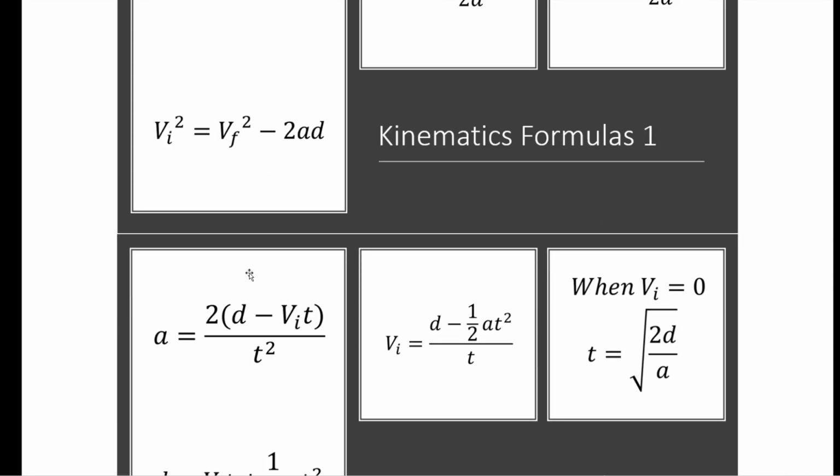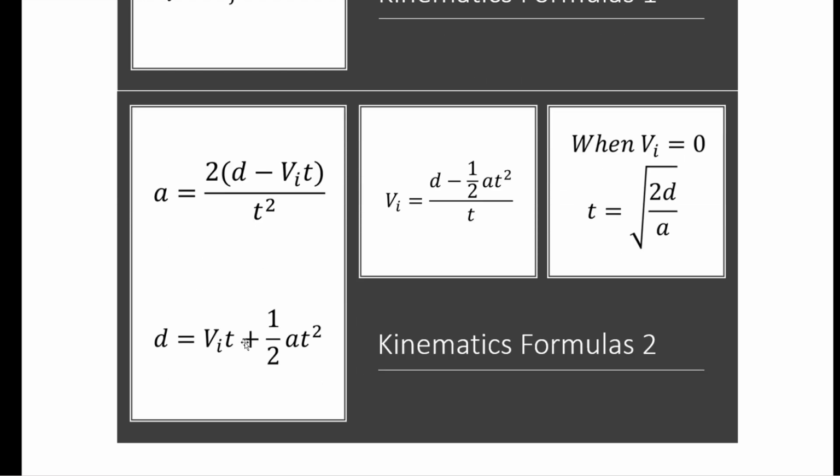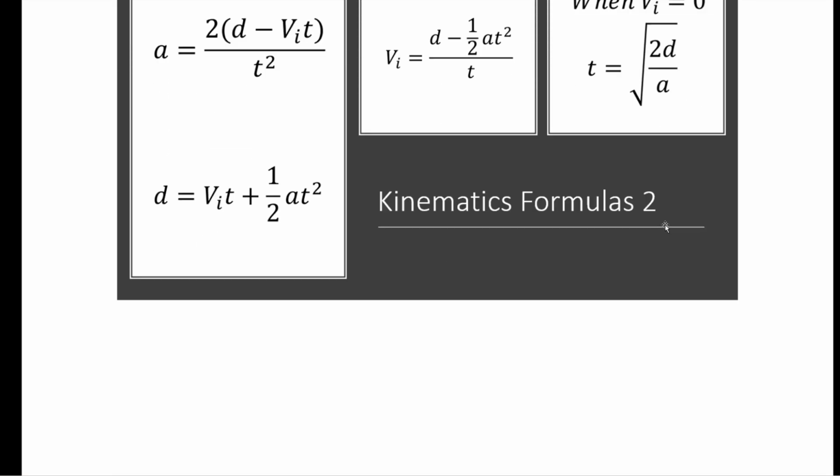Here we can solve for acceleration, we can solve for displacement. We've got our velocity initial times time plus 1/2 our acceleration times time squared. Again, we can rearrange these and solve for our velocity initial. Here we can solve for our time when our velocity initial is 0, and we just know our displacement and our acceleration. All right, so that pretty much concludes what we've covered in the first 6 weeks.